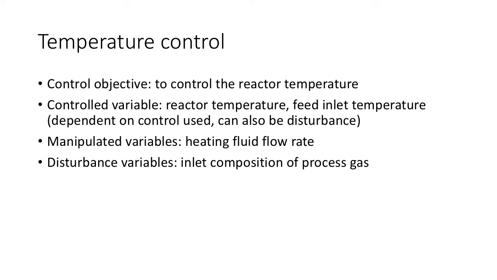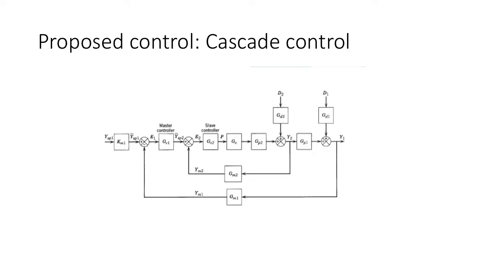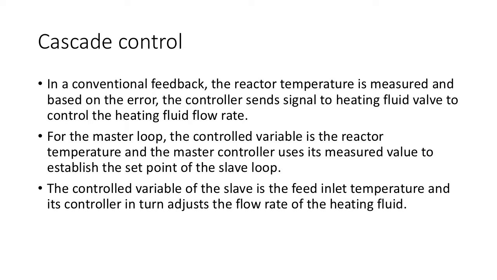The manipulated variable is the heating fluid flow rate, and the disturbance variable is the inlet composition of process gas. The proposed control is cascade control. The block diagram of cascade control is shown above. The schematic of the high temperature converter is shown. The reactor temperature control is the master loop, while the feed temperature control is the slave.